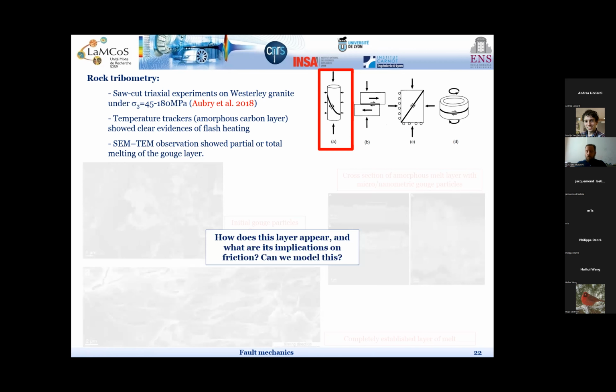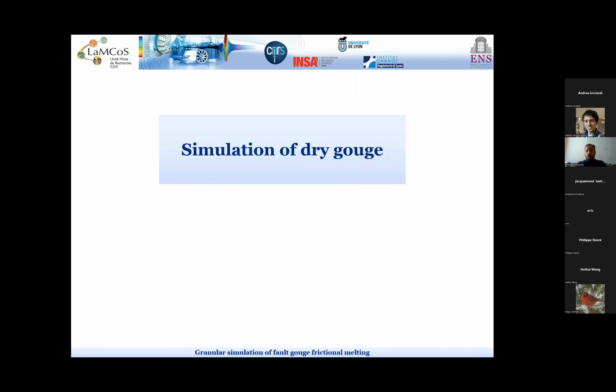The questions I want to address today are: how does this layer appear, what are its implications on friction, and can we simulate this numerically? So I'm going to start first with the simulation of the dry gouge, and we will introduce melt later on. But first, we need to understand what happens in the dry gouge before melting occurs.